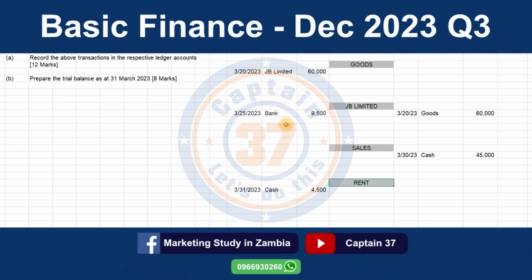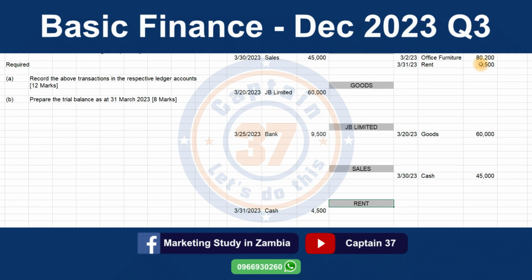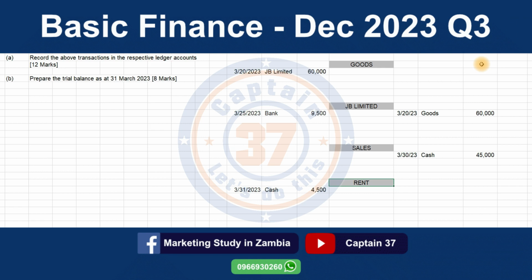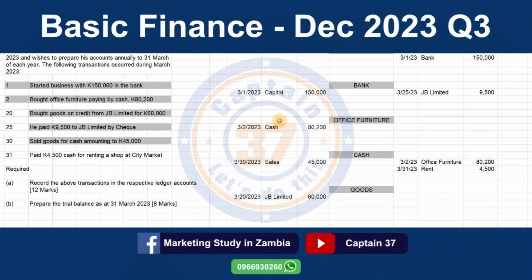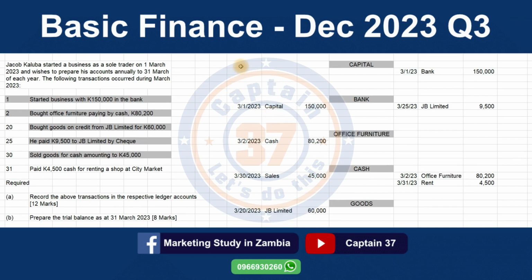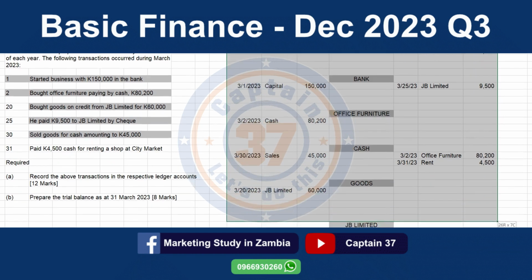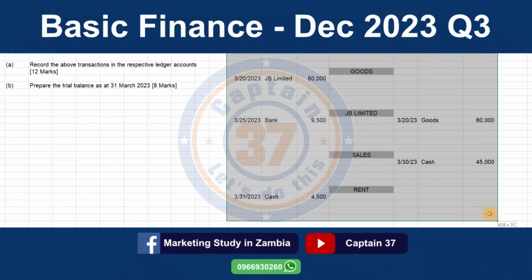How about the cash account? Did we touch it with regards to this one? Yes, right over there. So we are done with recording the above transactions. We have recorded the transactions in the respective ledgers. Do we end here? No, we need to take a step forward. We need to close these accounts. We need to balance these accounts, because it is that information that's going to be needed for us to attend to part B, to prepare the trial balance as at 31st March 2023.